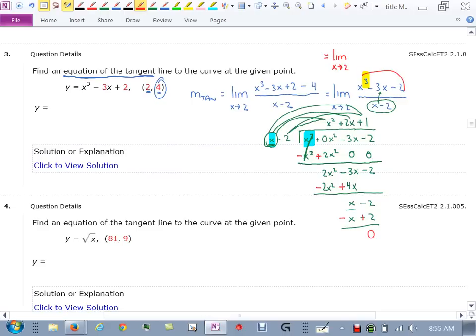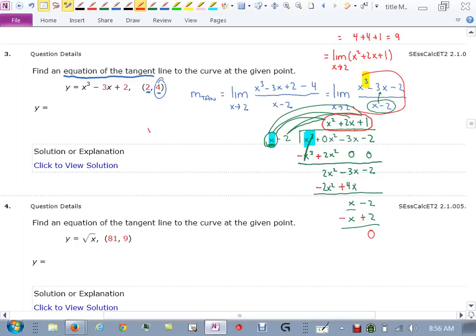When I divide these using long division, all I get is this piece right here. So I get x squared plus 2x plus 1. And now I just let x go to 2. So if x is 2, this is a 4. And then here, plus 4, and then plus 1. This is 9. So the slope of my tangent line is 9.